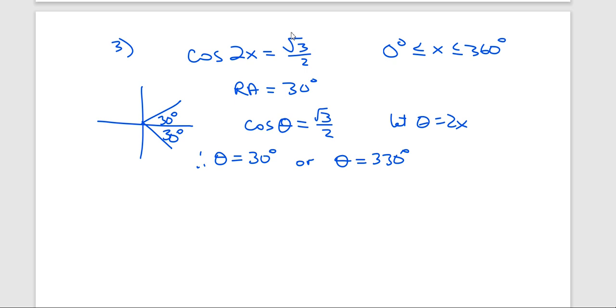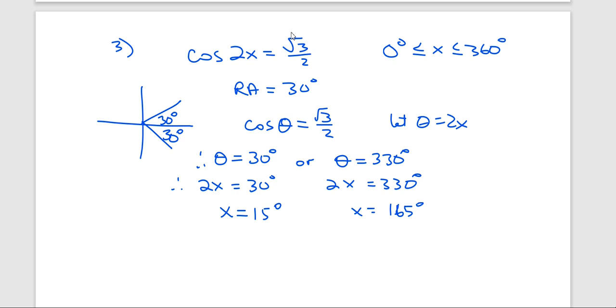But we're not trying to solve for theta, we're solving for x. So therefore, 2x is equal to 30 degrees, or 2x is equal to 330 degrees, which means my x is 15 degrees, or my x is 165 degrees. So those are my 2 answers.